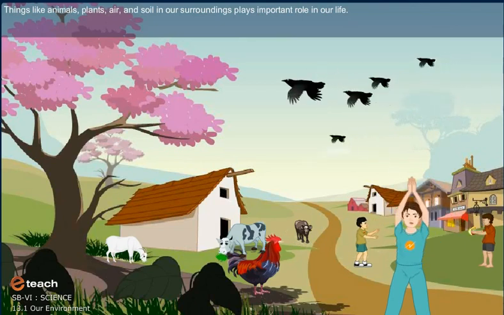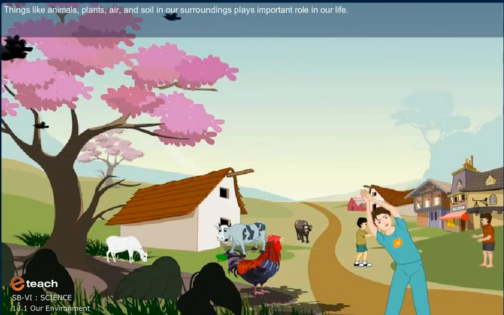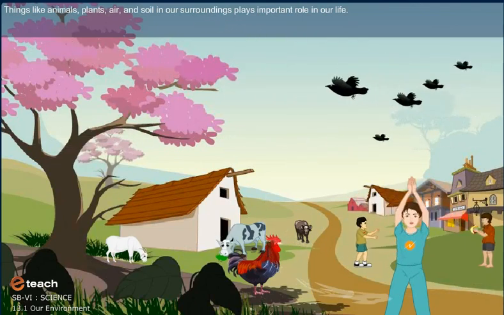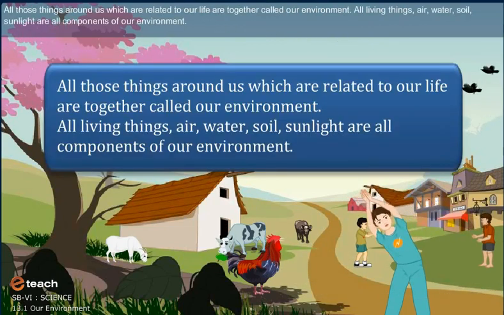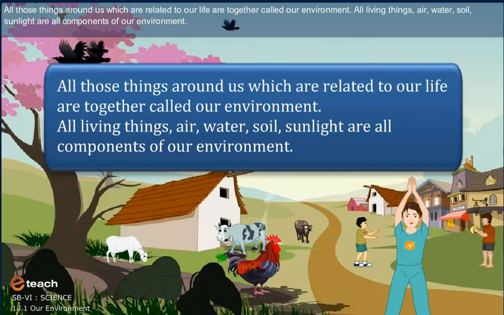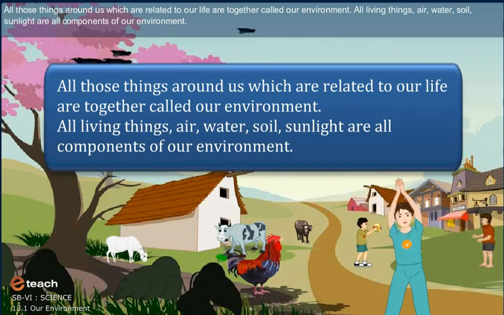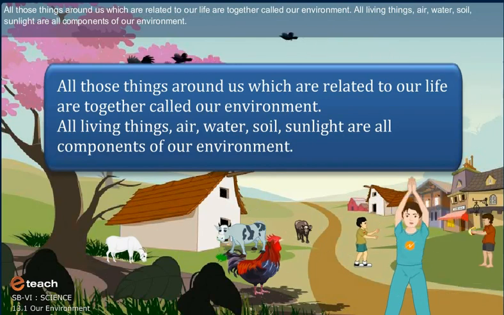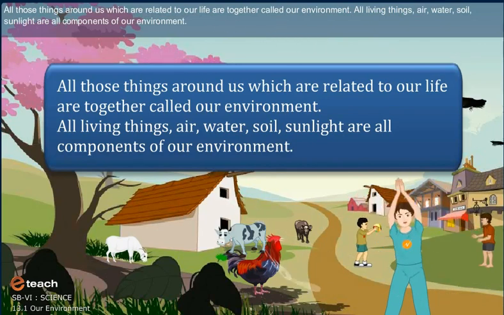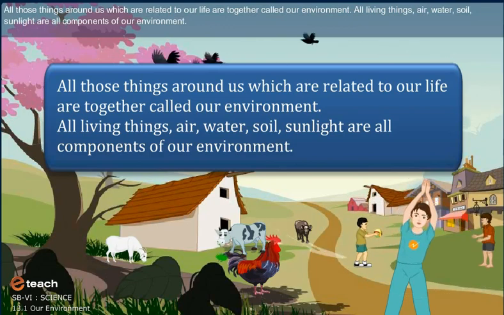Things like animals, plants, air, and soil in our surroundings play an important role in our life. All those things around us which are related to our life are together called our environment. All living things, air, water, soil, sunlight, are the components of our environment.